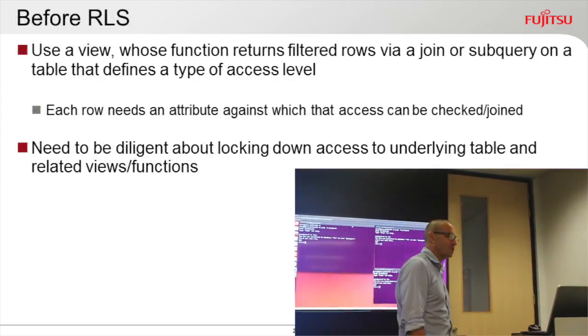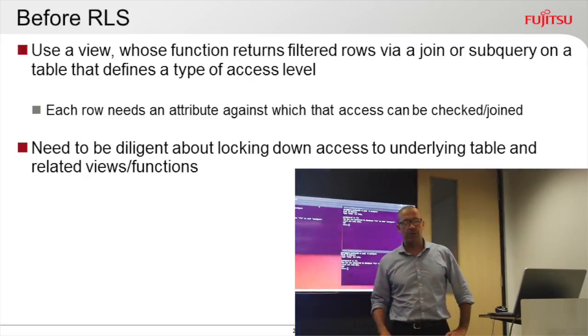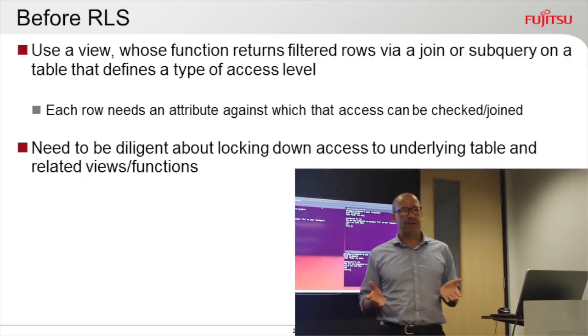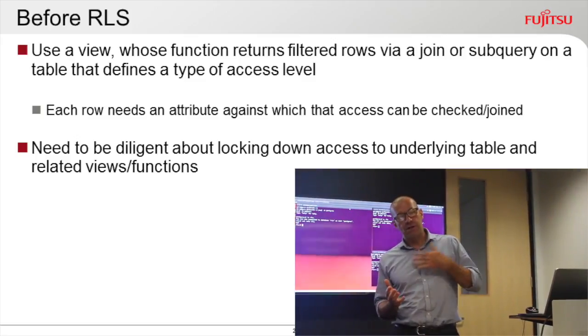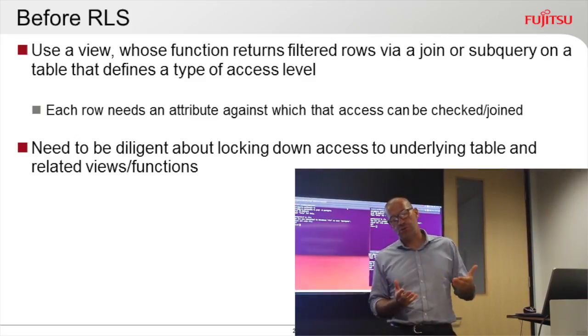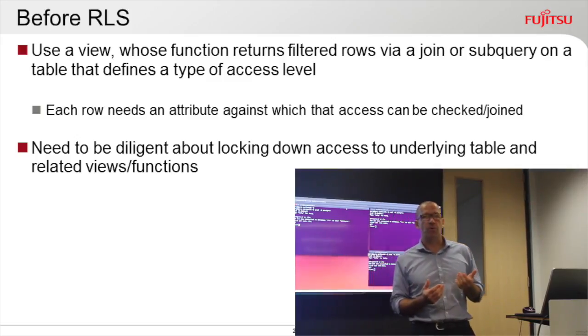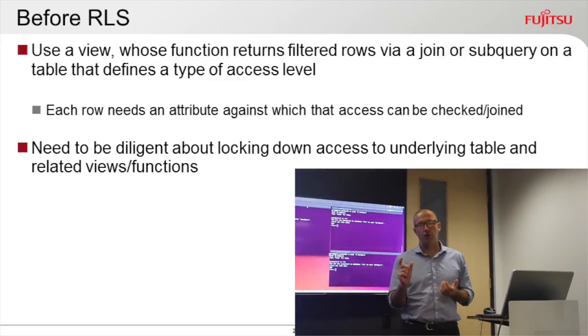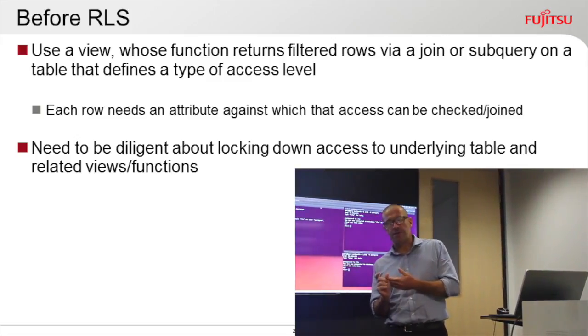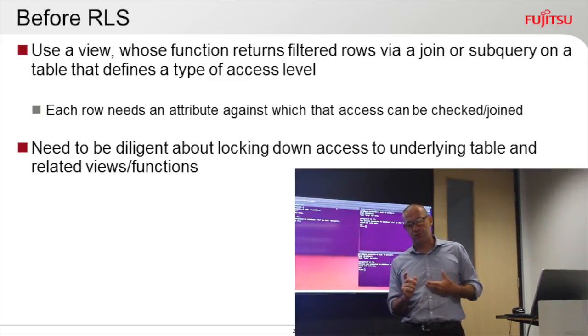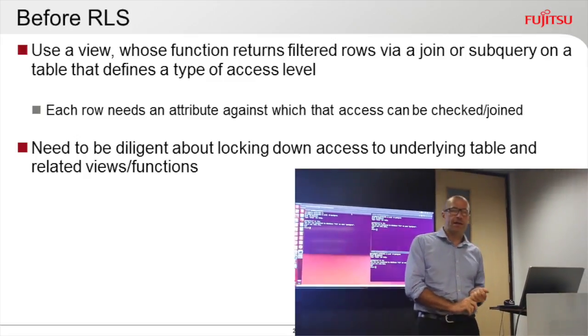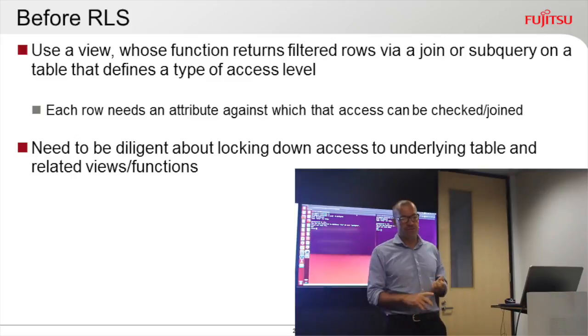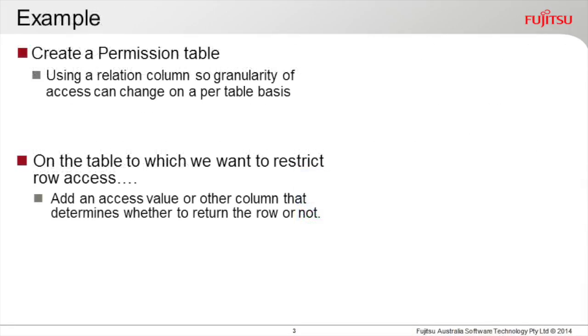So before Row Level Security, how did we used to do it? Well, a while ago we used to generate a view. So we create an underlying table that we want to access, and then we generate a view on top of that that would essentially filter the rows by doing a join or a subquery on the table underneath, and maybe an access row column, and comparing that access level with an access level assigned to the user that was trying to access that data. So we needed to be very diligent about locking down the underlying table that we're accessing and any other views and functions that accessed it. So it's fairly involved. So I'll run through an example.